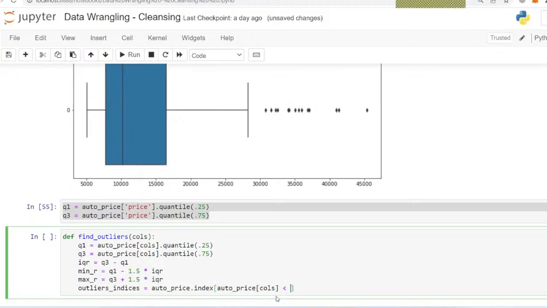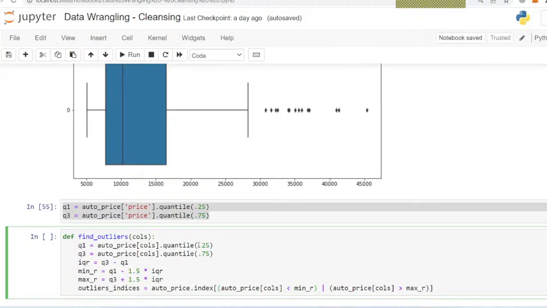We'll find if this is smaller than my min range, or if it is greater than max range. In any of these scenarios, either your value is smaller than min range or your value is greater than max range, that will be considered as my true condition. So condition number 1 and condition number 2. This is my customized code to find my outliers.